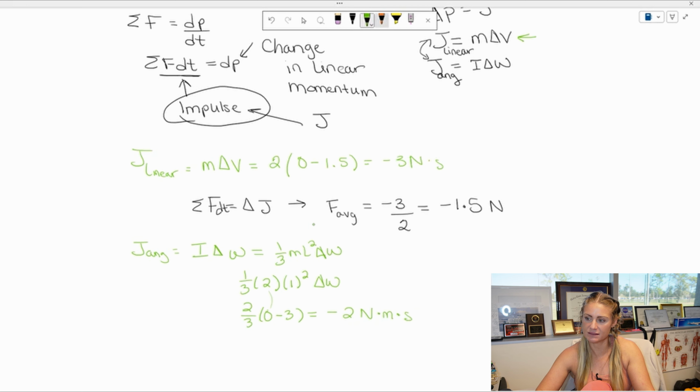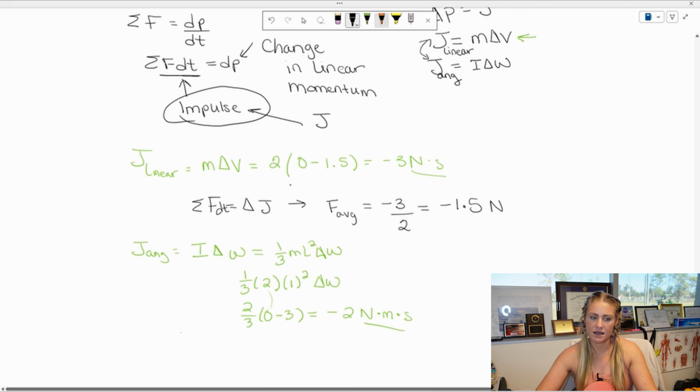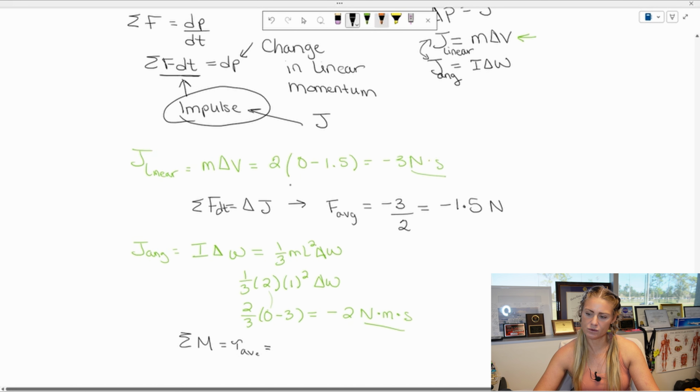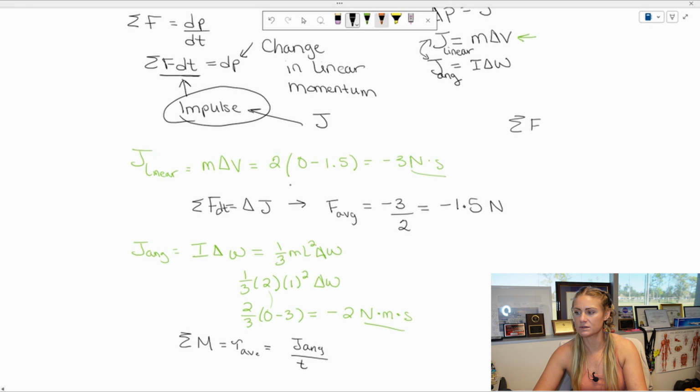Notice the difference here, okay? Now I can say that the sum of the moments, a lot of times when we talk about momentum and impulse, sometimes people use torque, so you could also use the average torque here, and that is just going to equal the angular impulse divided by the time, okay? Because remember, we started with Newton's law, which is the change in linear momentum over time, and then we did this.